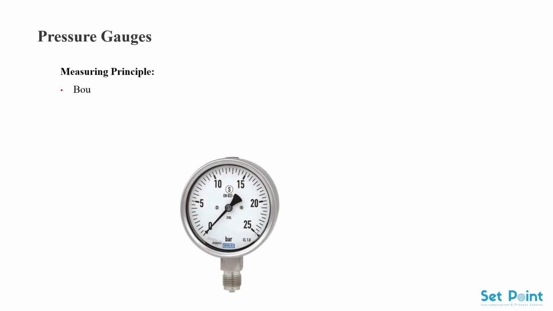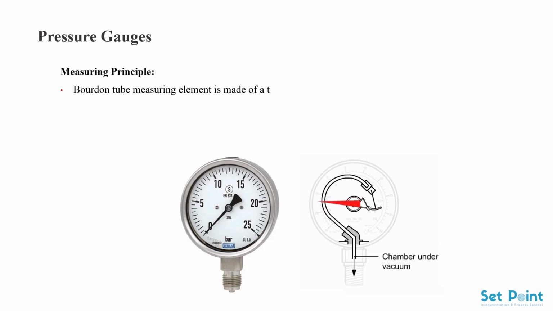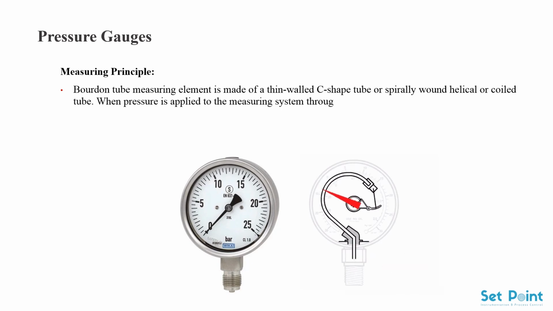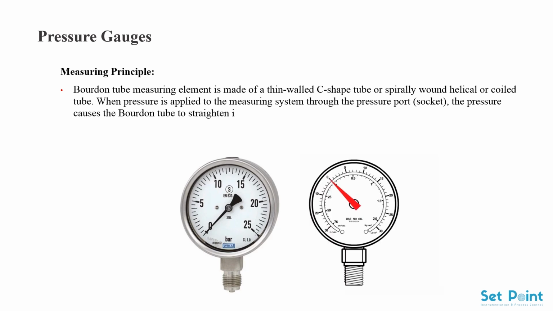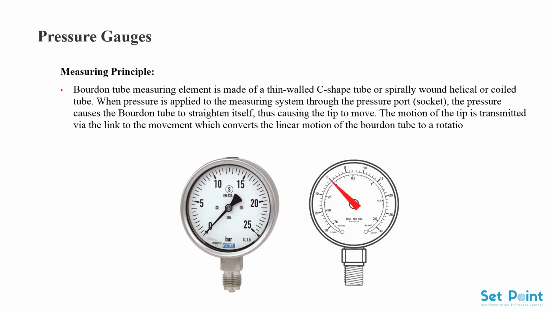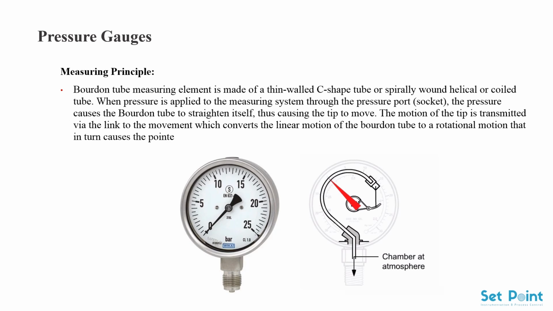Pressure gauges. Measuring principle. The Bourdon tube measuring element is made of a thin-walled C-shaped tube or spirally wound helical or coiled tube. When pressure is applied to the measuring system through the pressure port, socket, the pressure causes the Bourdon tube to straighten itself, thus causing the tip to move. The motion of the tip is transmitted via the link to the movement, which converts the linear motion of the Bourdon tube to a rotational motion that in turn causes the pointer to indicate the measured pressure.